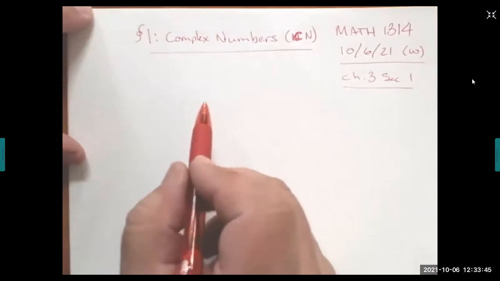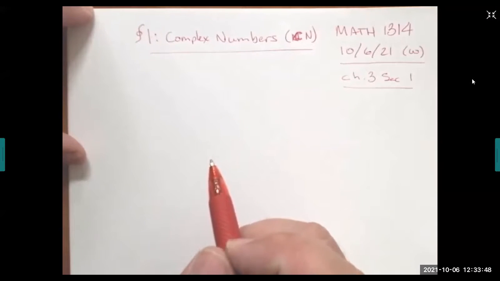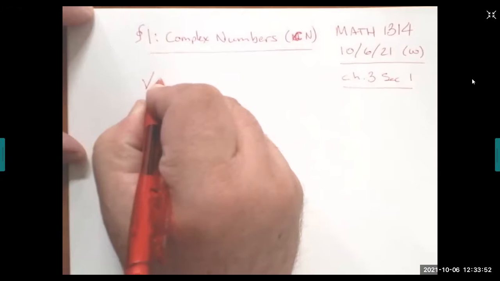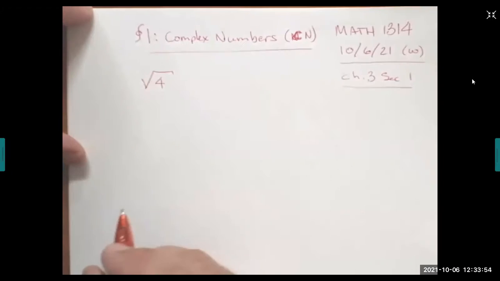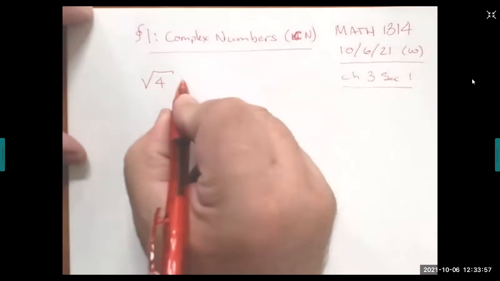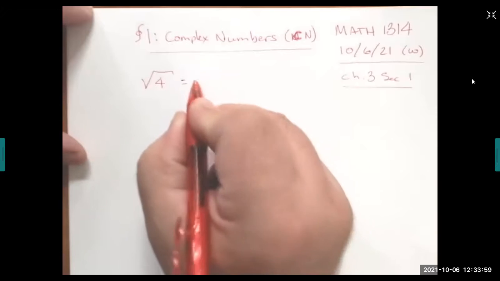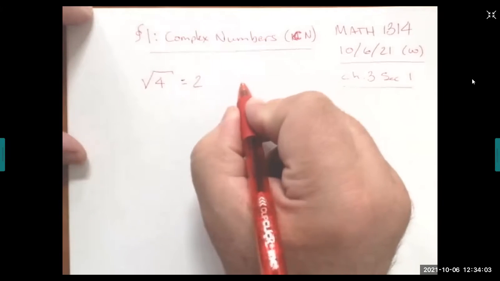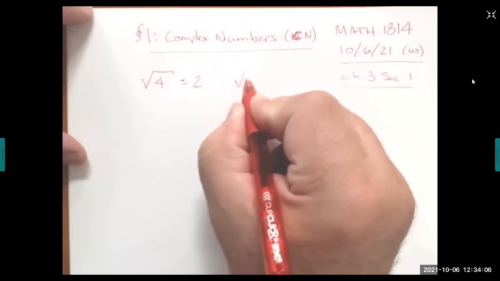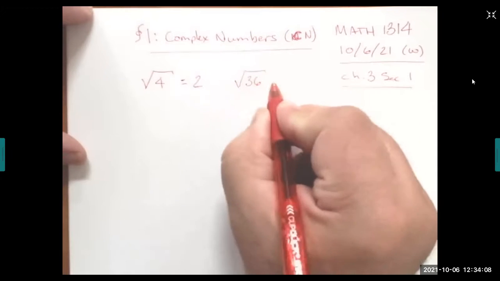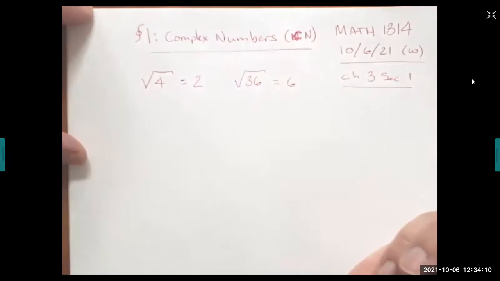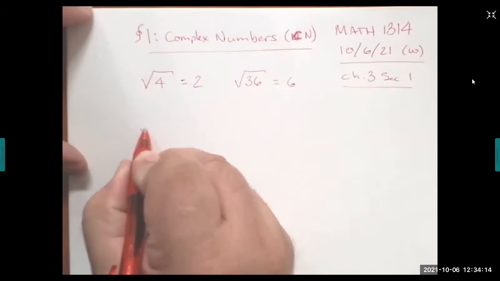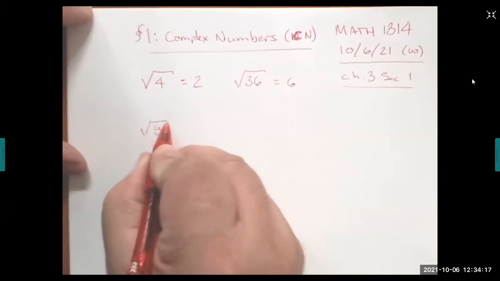But before we define complex numbers, let's review radicals. Square root of 4 equals what? 2. Square root of 36 equals 6. Square root of 8.